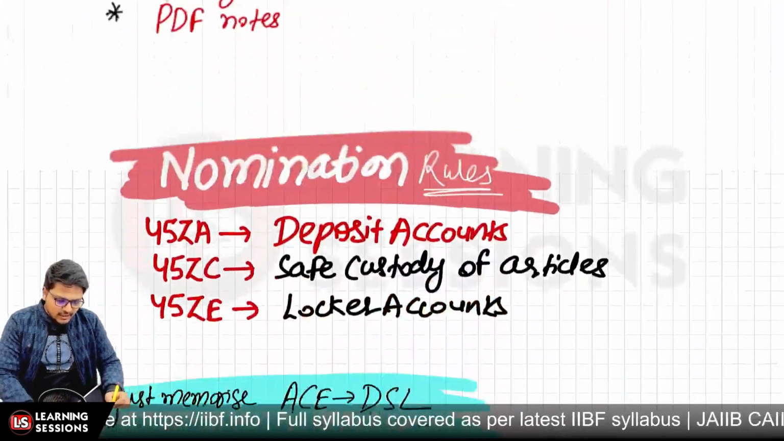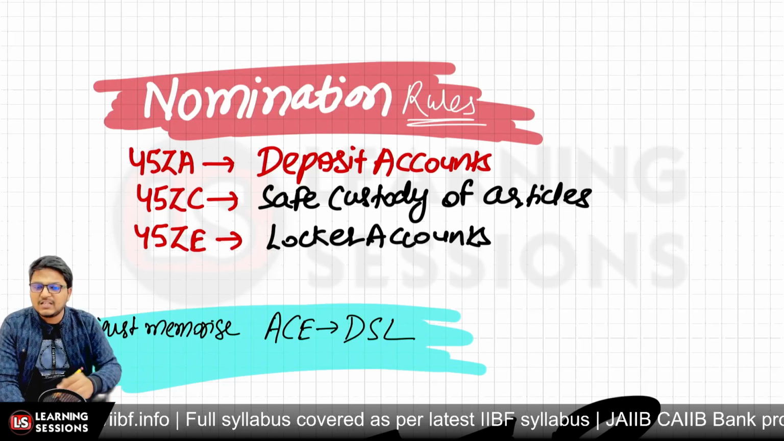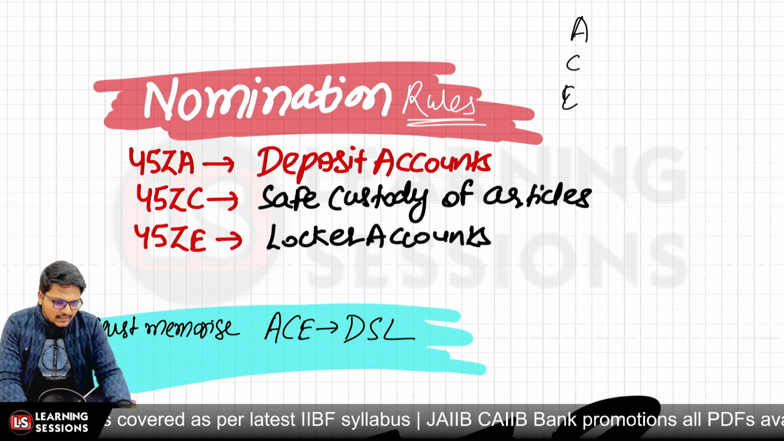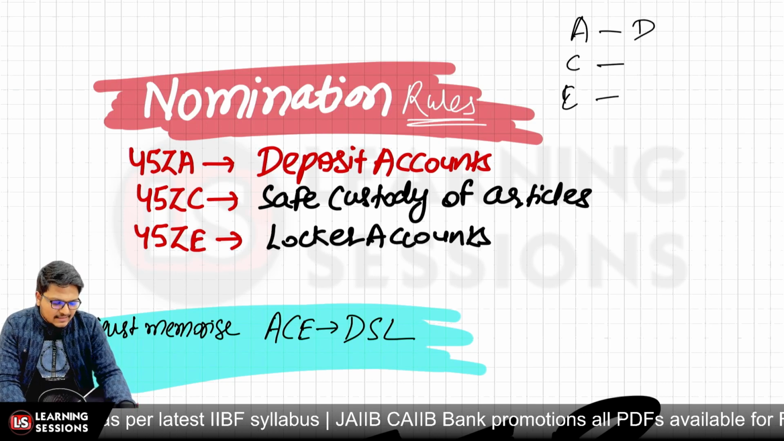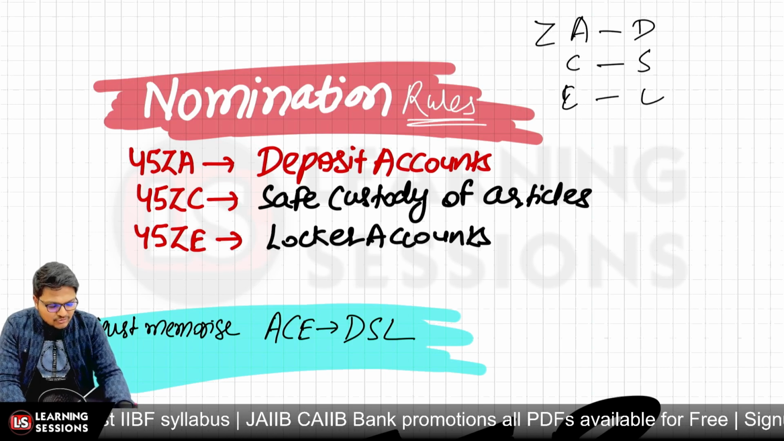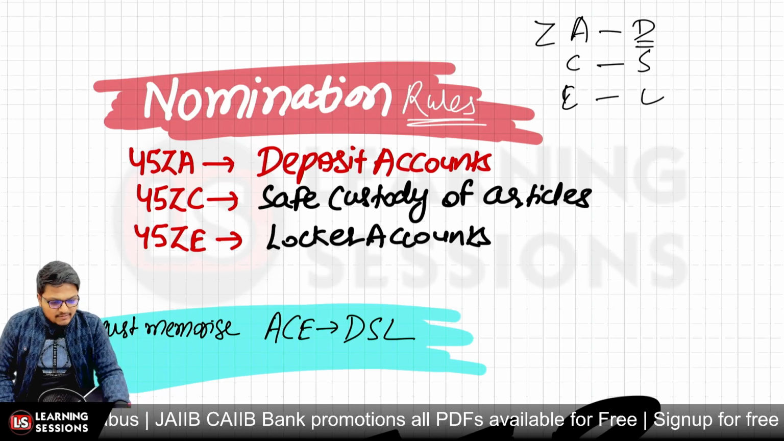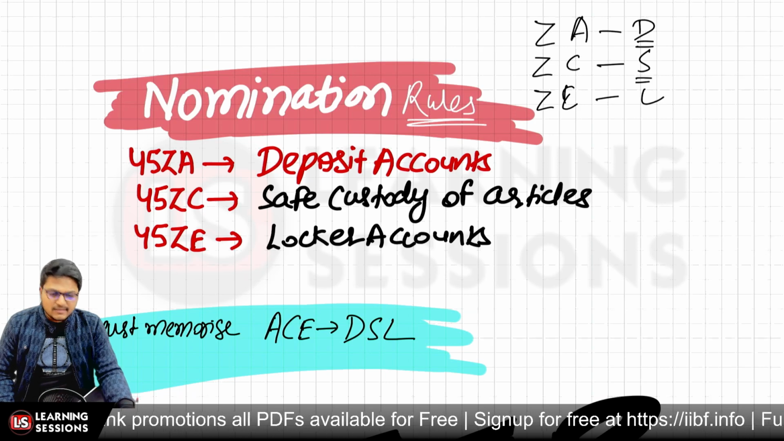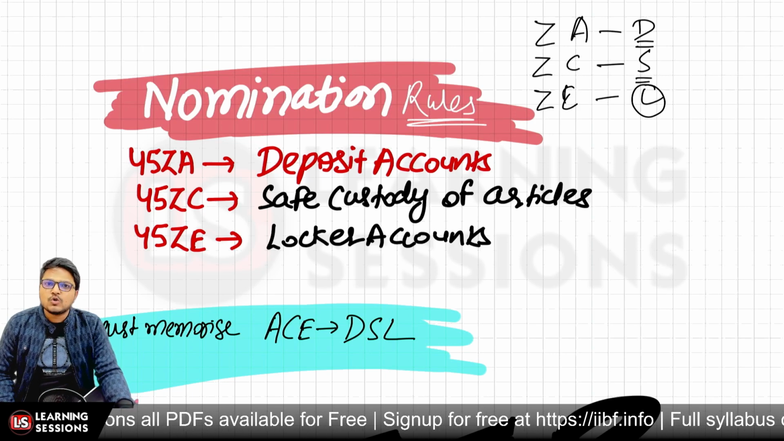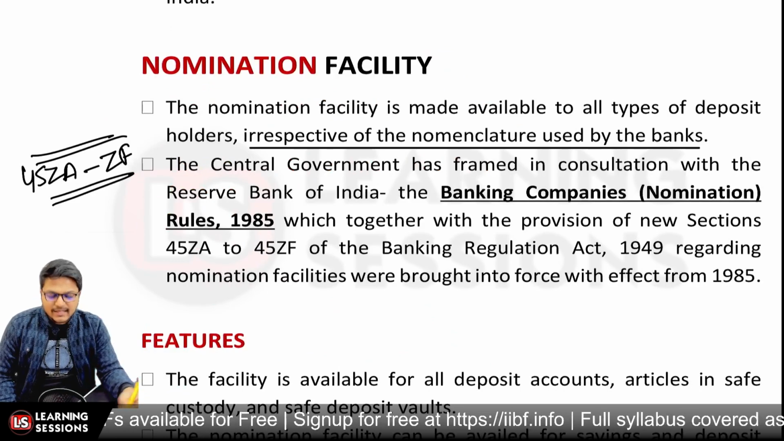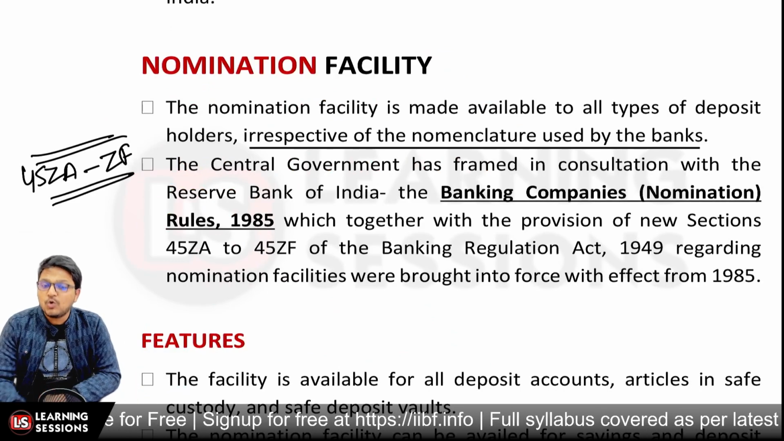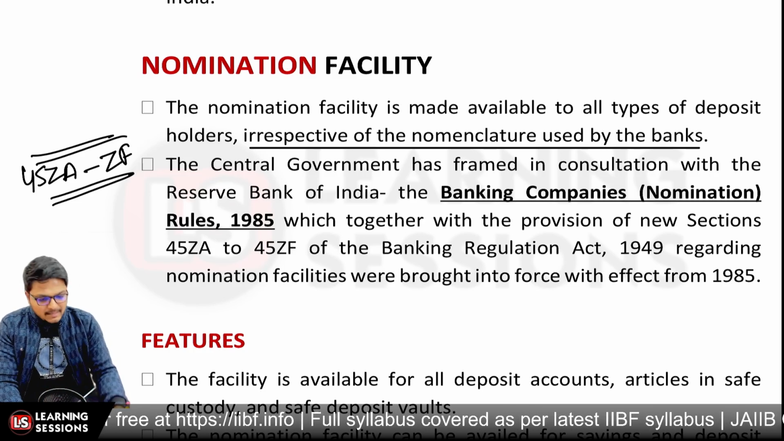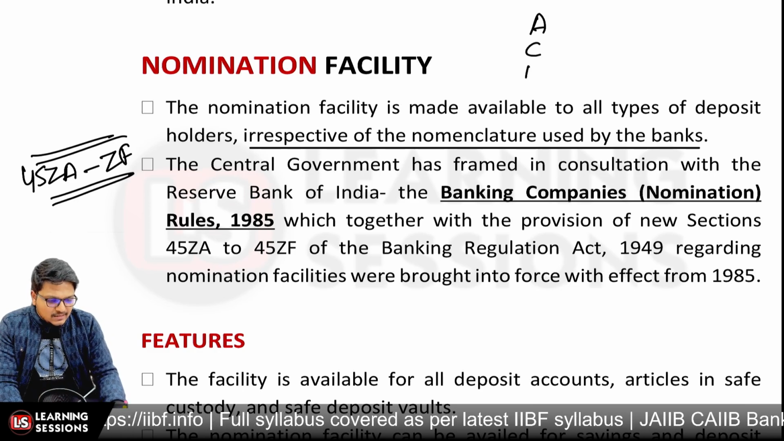So these nomination rules: 45ZA is related to, you just need to remember ACE DSL. You need to remember the ACE and the DSL. Now 45ZA is related to deposit accounts, 45ZC is related to the safe custody of articles, and 45ZE is related to the locker accounts. Now these questions can be asked directly, that which particular section is related to the nomination rules of what category of accounts. So you must be memorizing ACE DSL.